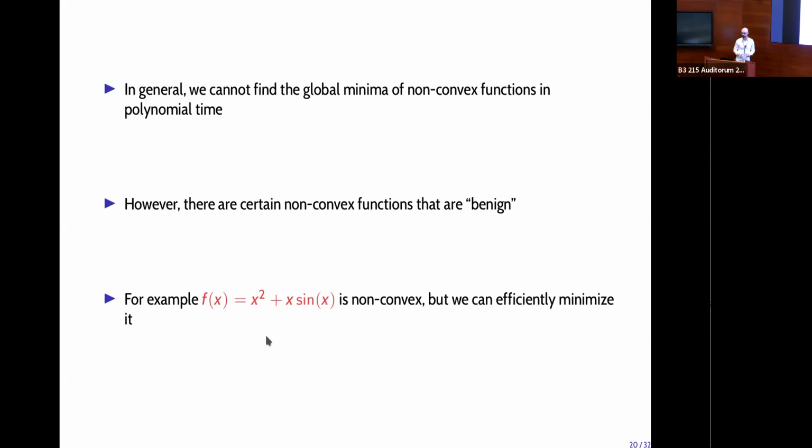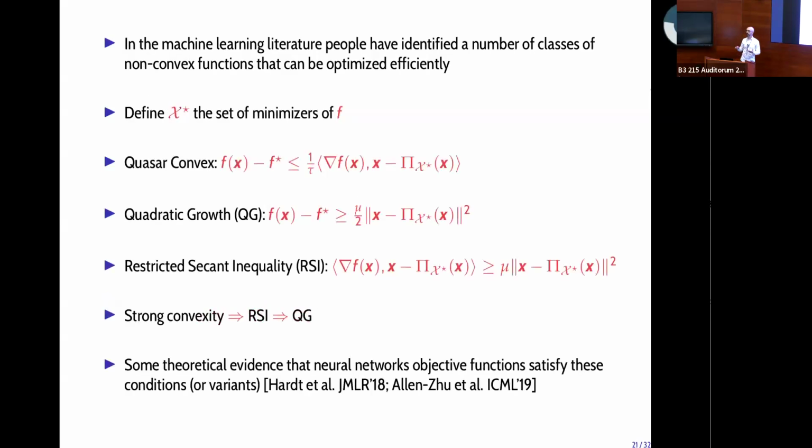So for example, if I give you this function, x squared plus x sin(x), this is non-convex. But if you run SGD on this and you access gradients plus noise, I can assure you, you will converge to the global optimum. And I'll show you in a moment even the plot of this function. So what are these classes of functions that are benign, and why are people interested in them?